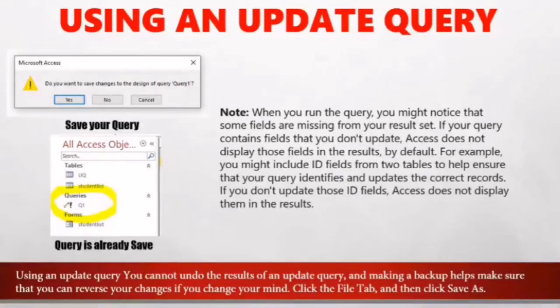So, note, when you run the query, you might notice that some fields are missing from your result set. If the query contains fields that you don't update, Access does not display those fields in the result by default. For example, you might include the ID fields from two tables to help ensure that your query identifies and updates the correct records. If you don't update those ID fields, Access does not display them in the result.